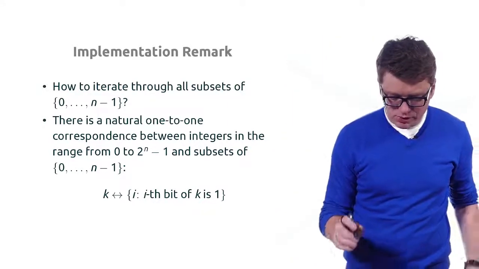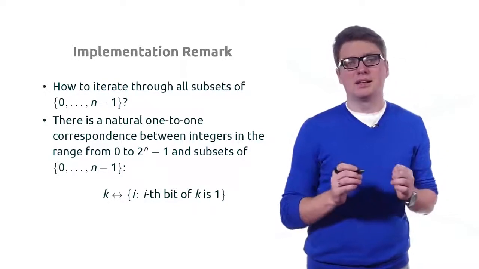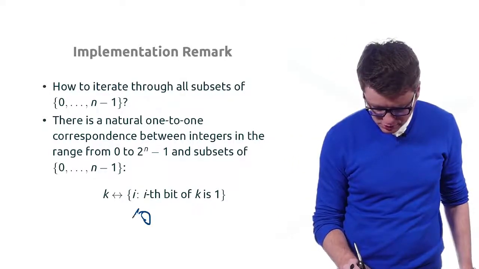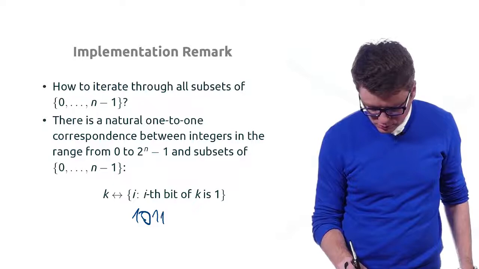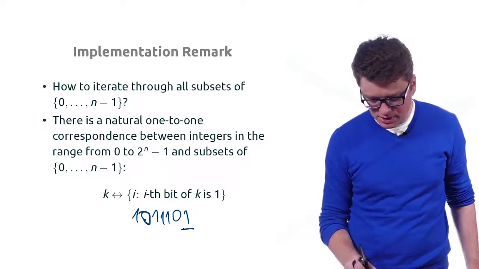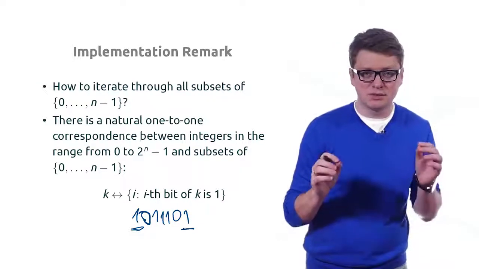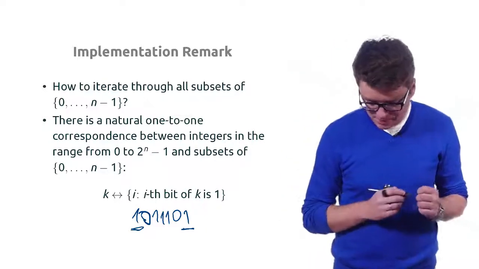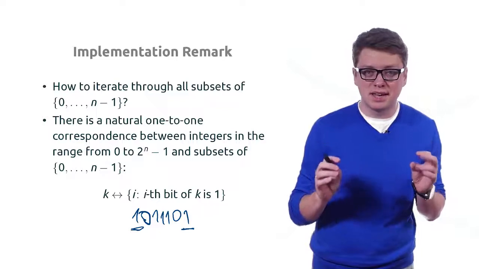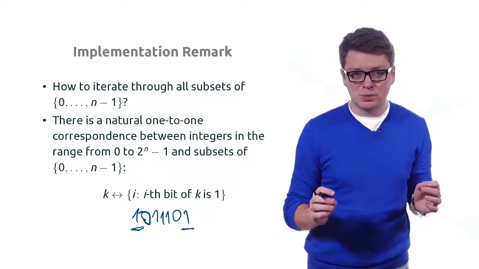To get from number k the corresponding set, we write down the number k in binary. We write it down something like this. It is 0, 1, 0, 1, 1, 0, 1. Recall that this is the least significant bit and this is the most significant bit. And then we treat this sequence of zeros and ones as indicators of whether the corresponding element is present in our set or not.